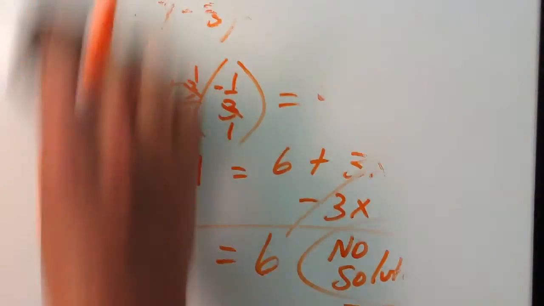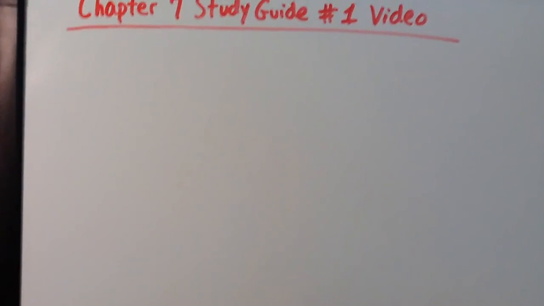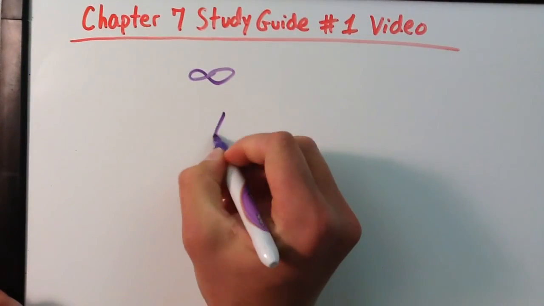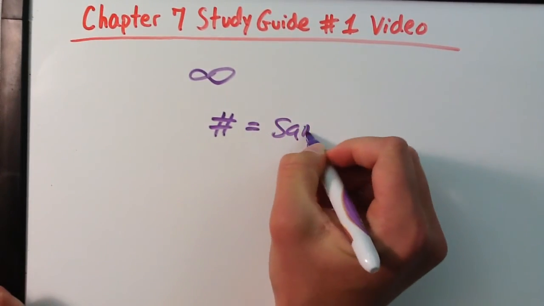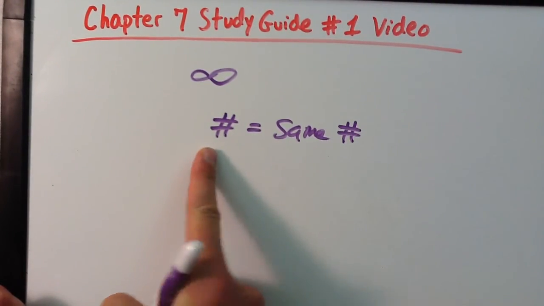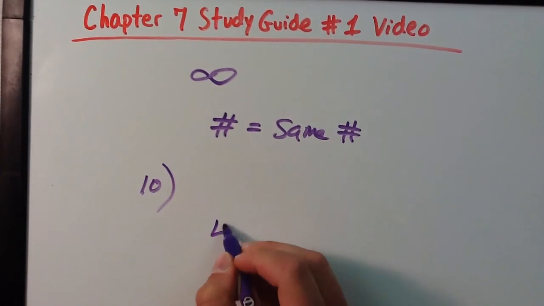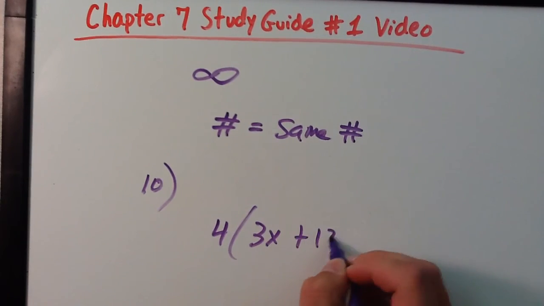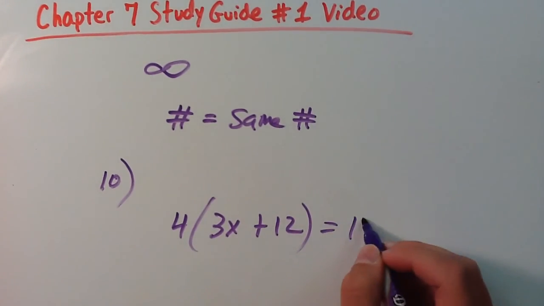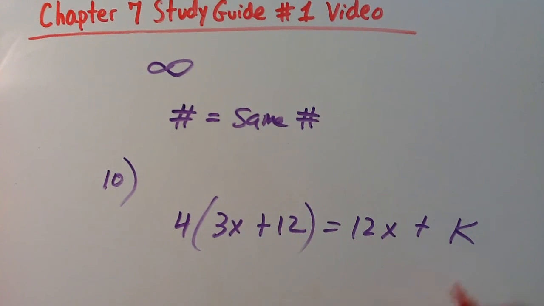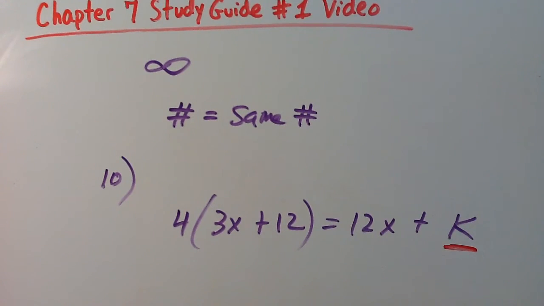Okay, number 10, last one. It says, what value of k will create an equation with infinitely many solutions? Now remember, to have infinitely many solutions, you need some number equal to that same exact number, or the same expression equal to the same expression. Okay, so in number 10, the equation is 4 times (3x plus 12) is equal to 12x plus k. And we want to know which value for k is going to make this equation have infinitely many solutions.